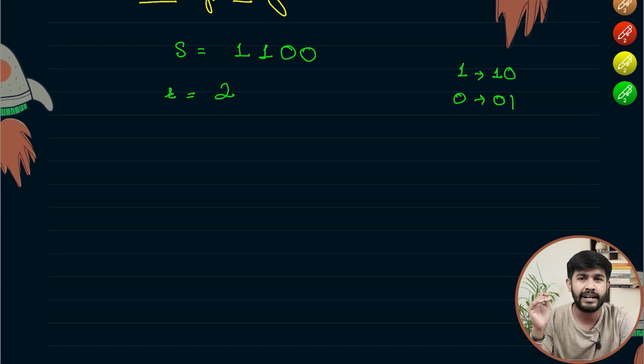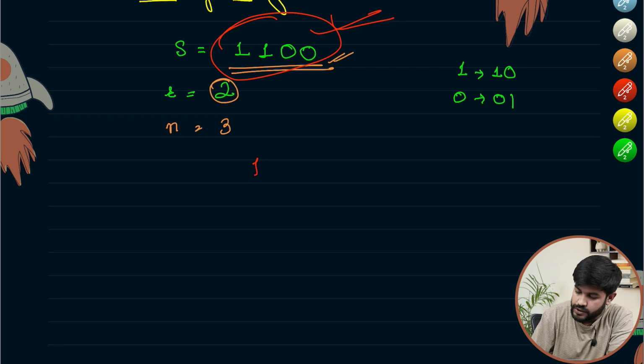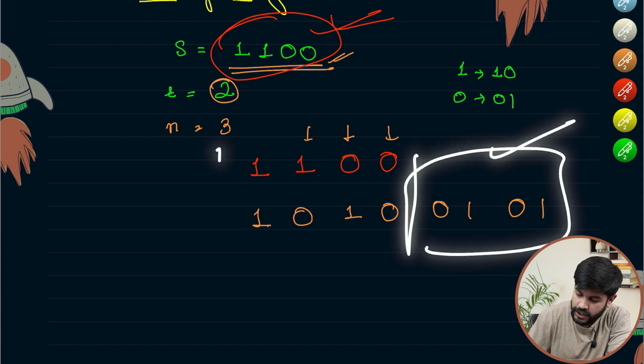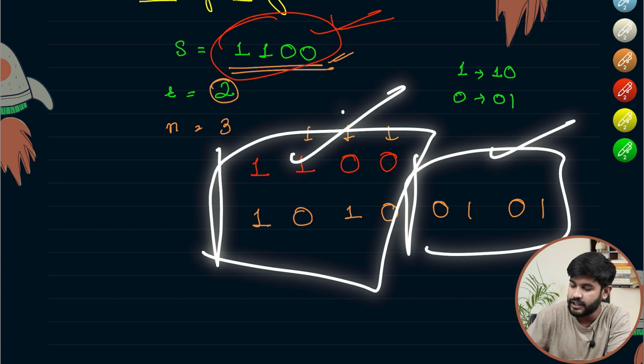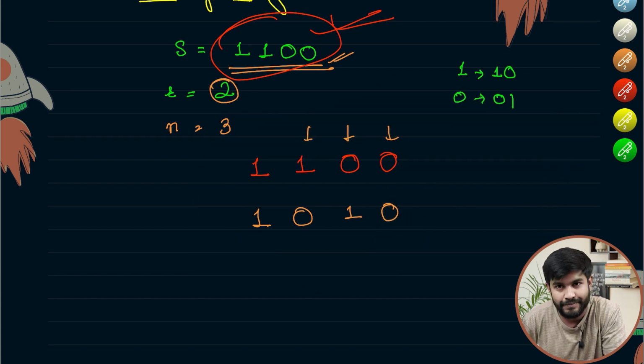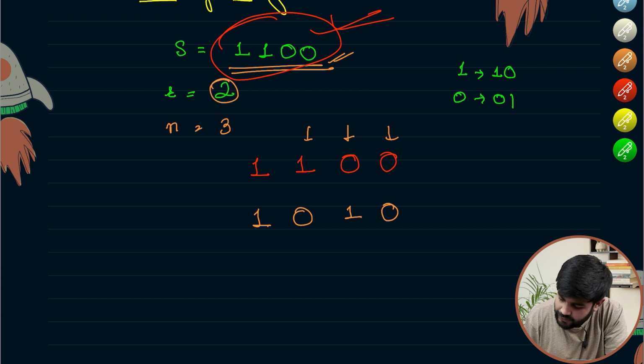Then you would be asked the nth character of this. So we have 1 1 0 0. Now 1 would be converted to 1 0 and this 1 would be converted to 1 0, and this 0 would be converted to 0 1 and this 0 would be converted to 0 1. But we know that this side would never be asked, only the earlier part of the string is important to us. So we would remove this side. We are done with the first processing.